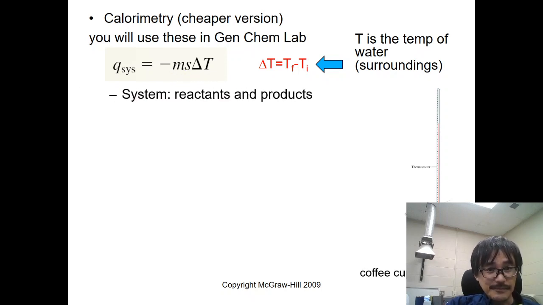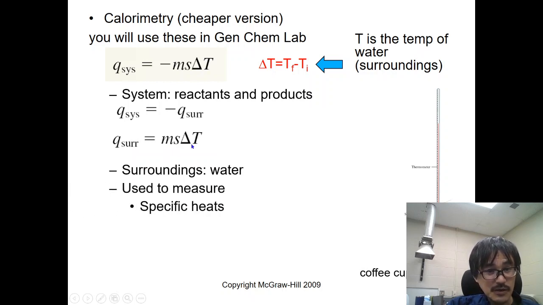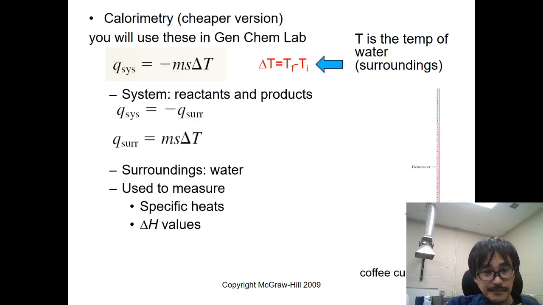And that Q surrounding is given by that one, right? Because Q system is the negative, then Q surrounding is the positive value of the Q system, which is this one, right? And the surrounding water is used. So these are the formulas that you are going to use to solve some of the problems.